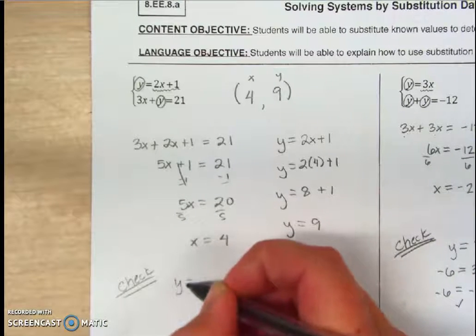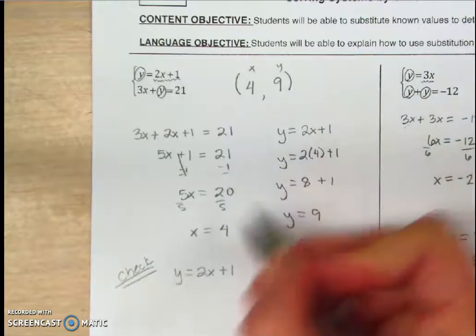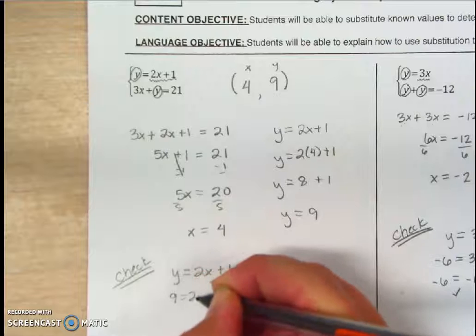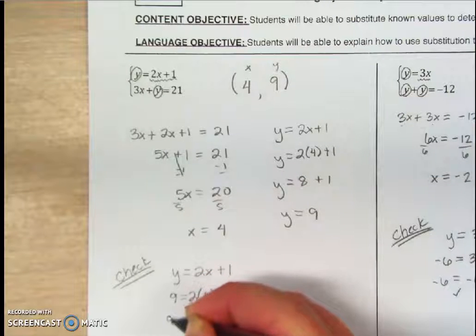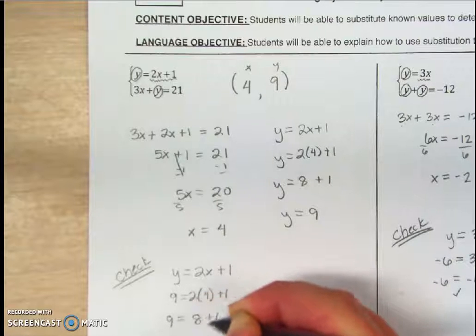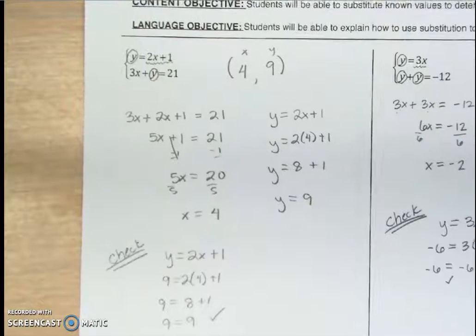First equation is y equals 2x plus 1. We're saying y is 9 equals 2 times x is 4 plus 1. So 9 would equal 8 plus 1, and 9 equals 9. So it checks for the first equation.